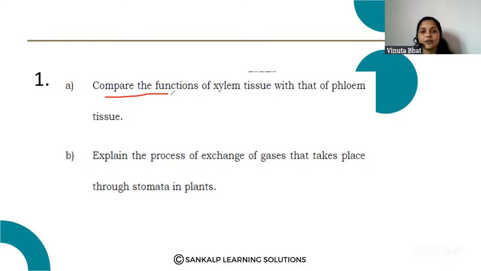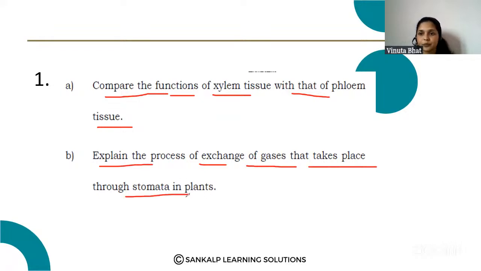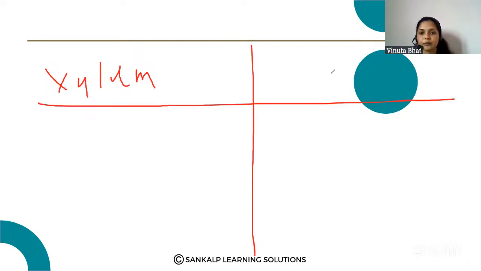Compare the functions of xylem tissue with that of phloem tissue. This is question A. And in question B, explain the process of exchange of gases that takes place through the stomata in plants. Here, the first question: compare the functions of xylem tissue with that of the phloem. So make two columns, xylem in one column, and in another column I should write about the phloem.